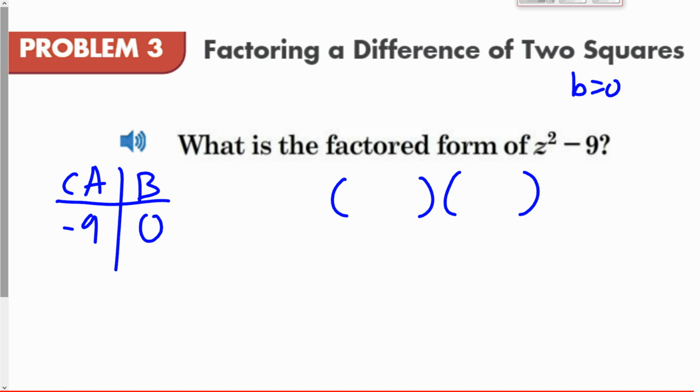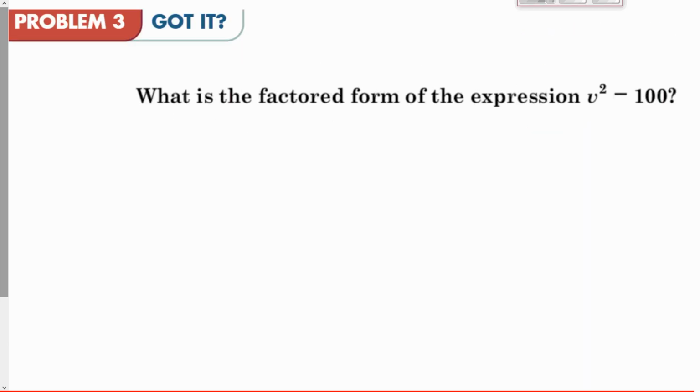Okay, so whenever the middle's gone, that means you're going to have one positive, one negative, and then what times what is z squared? That's a z and z. And what times what is 9? That's times itself, 3 and 3. So z plus 3, z minus 3. It's called the difference of two squares. This is being squared, z is being squared, and 3 is being squared. Difference of two squares. Okay, go ahead and try this one yourself.